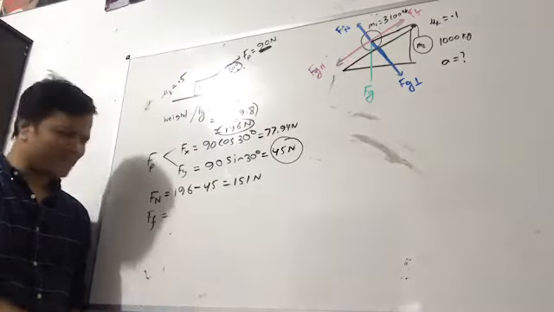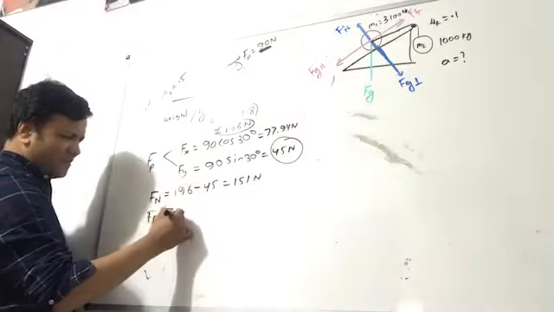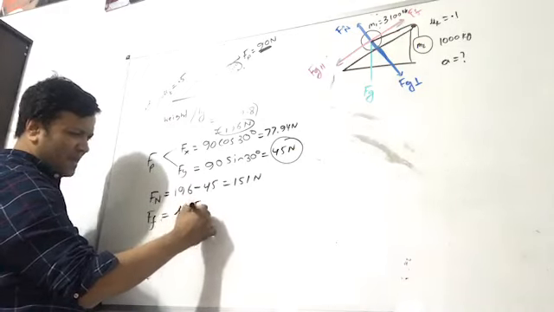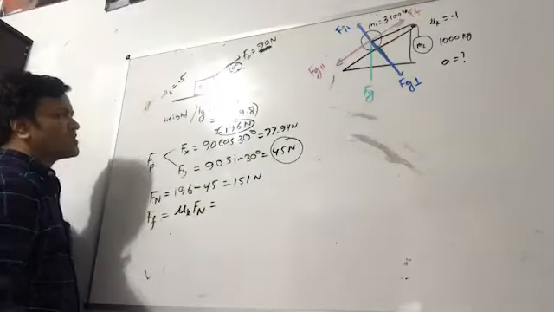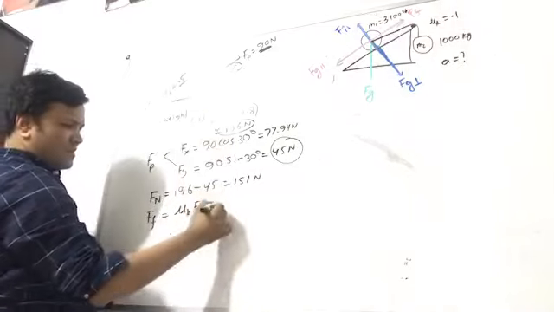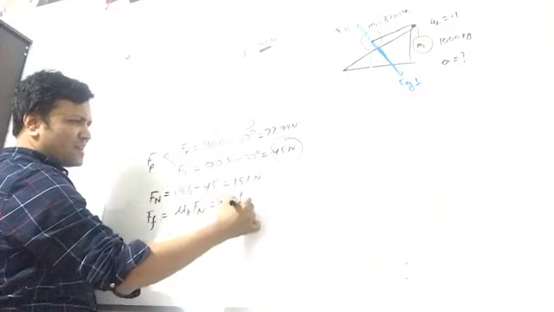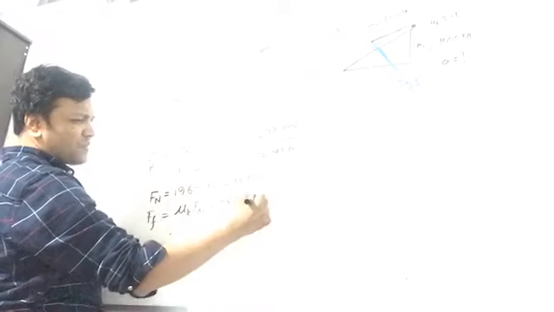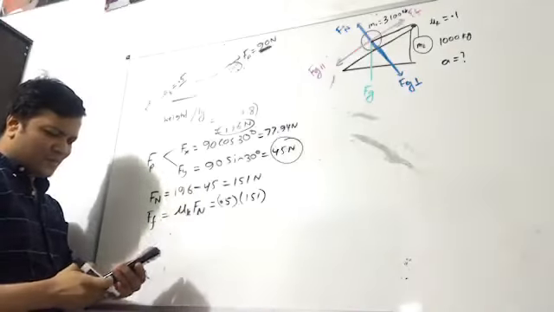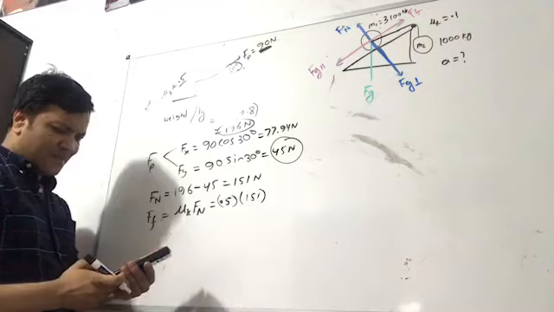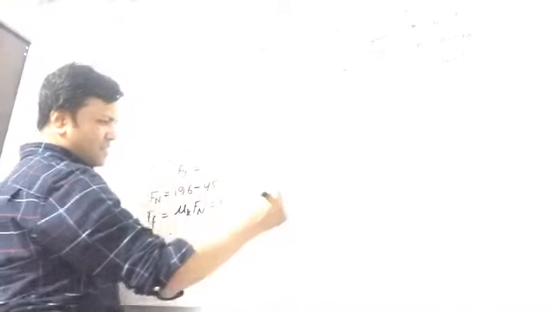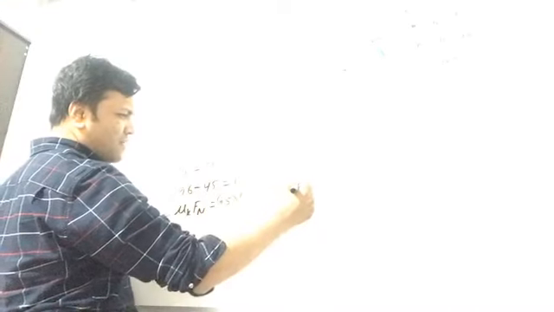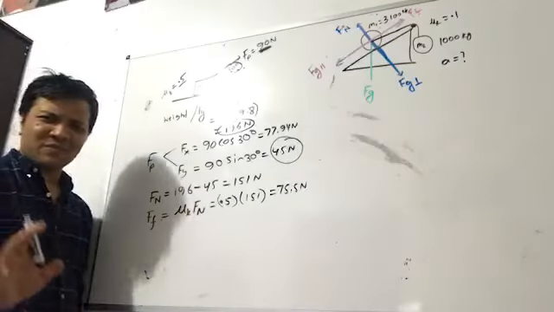Now let's find the friction. It's mu k times Fn. So mu k is how much? Mu k is 0.5. And Fn is how much? Fn is, we already found it, 151 Newton. So 151 times 0.5 is 75.5 Newton. So that is the force of friction.